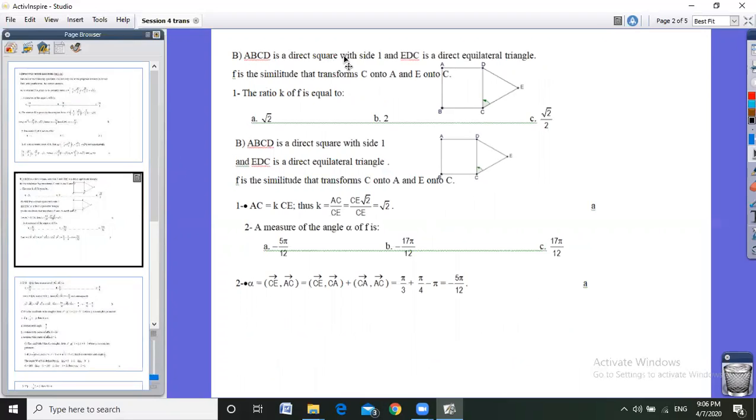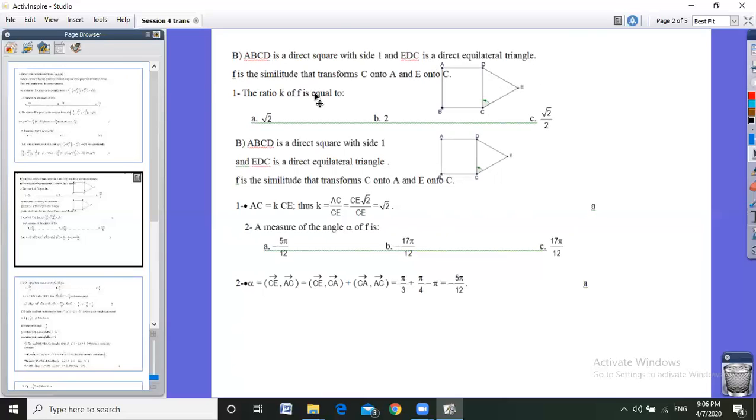Three, ABCD is a direct square with side 1. Why is it a direct square? Since the angle (AB, AD) is positive. ABCD is a direct square if (AB, AD) is positive. We have here (AB, AD) positive, so this is the figure. ABCD is a direct square of side 1. EDC is a direct equilateral triangle. Similarly, the angle (ED, EC) is positive.